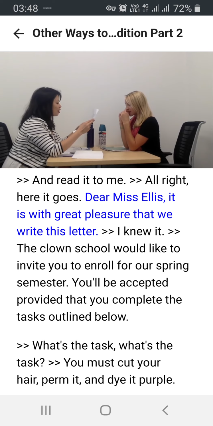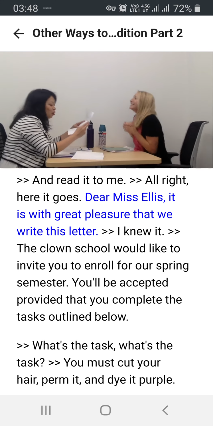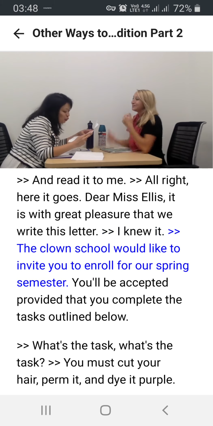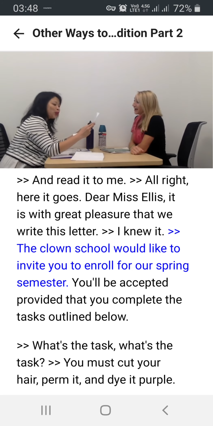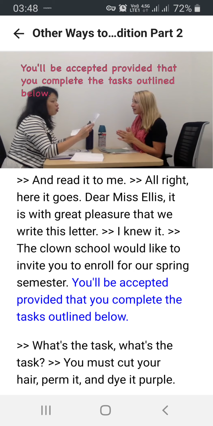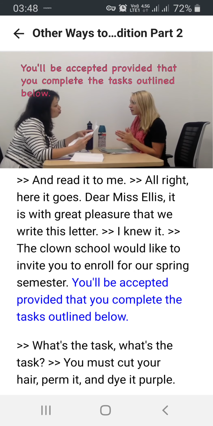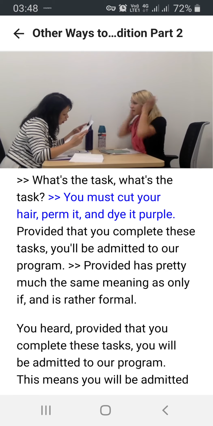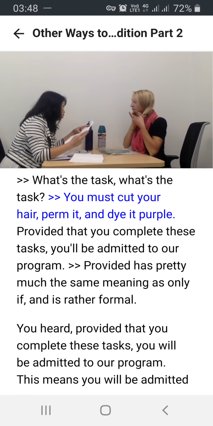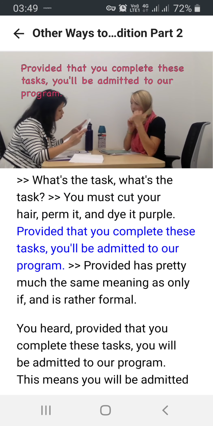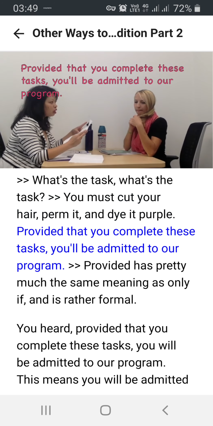Dear Miss Ellis, it is with great pleasure that we write this letter. The clown school would like to invite you to enroll for our spring semester. You will be accepted provided that you complete the task outlined below. What's the task? You must cut your hair, perm it, and dye it purple. Provided that you complete these tasks, you'll be admitted to our program.